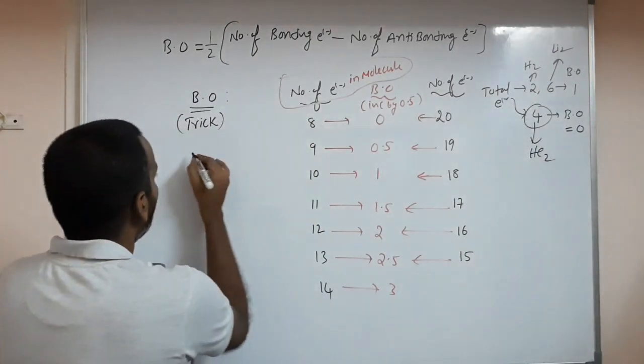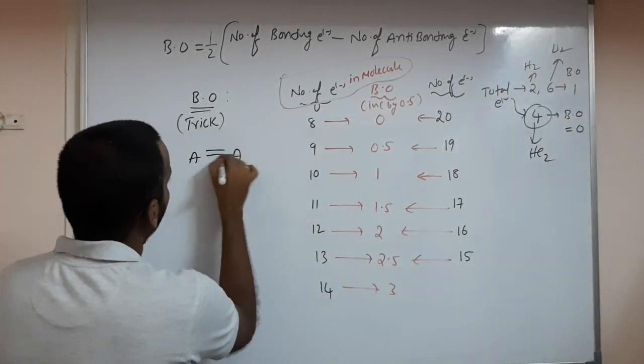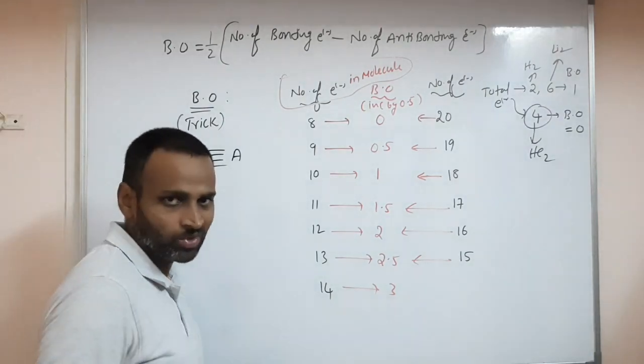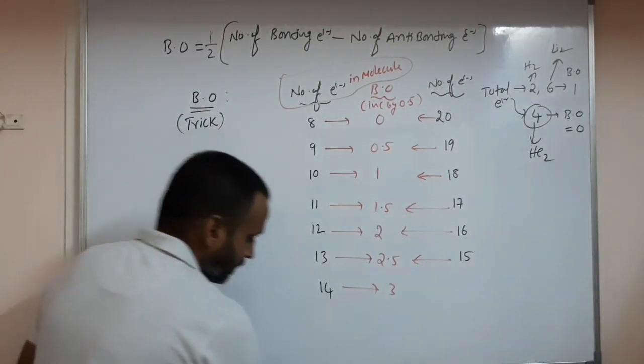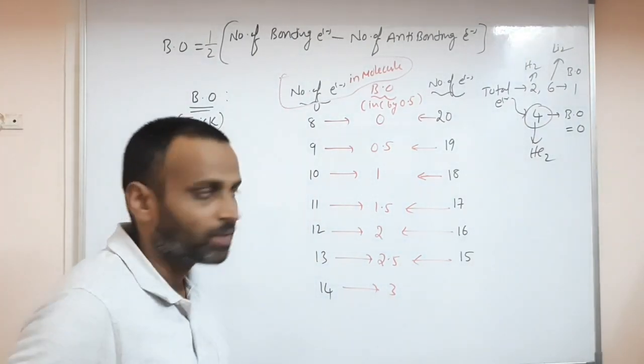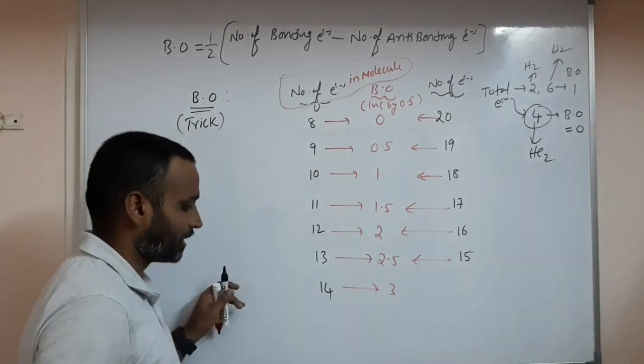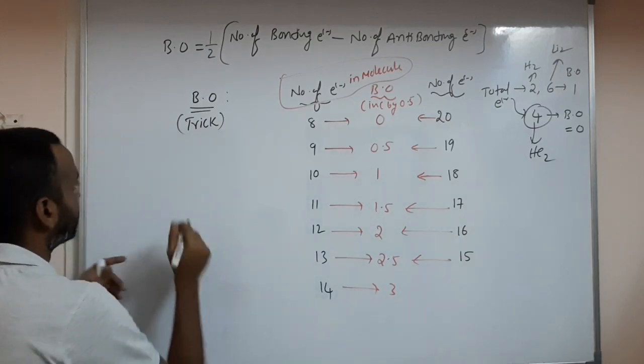Have you seen a molecule which consists of 4 bonds like this? No, not possible. So between two atoms maximum 3 bonds only possible. So this is a very important trick for you. So you can have a bond order like this.